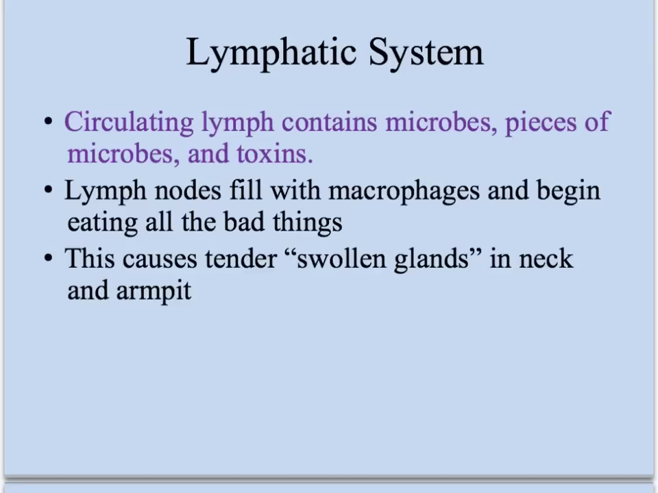So circulating lymph fluid contains microbes, pieces of microbes, and toxins. So once again, these lymph nodes fill with macrophages which begin eating all the bad things, and this causes the tender, swollen glands in the lymph nodes in our neck and armpit, and I have some right by my ears. I think some of y'all do as well.